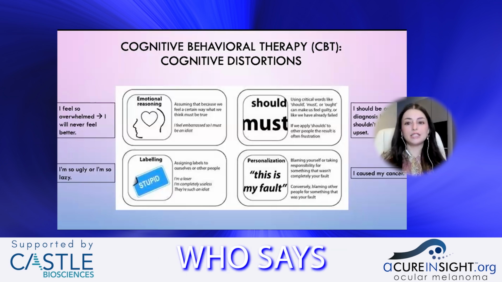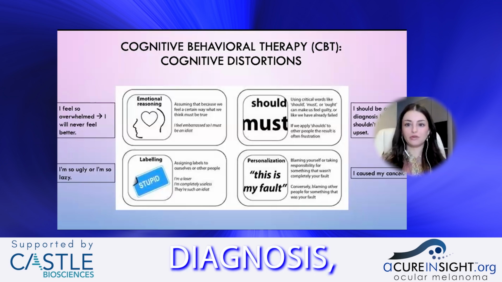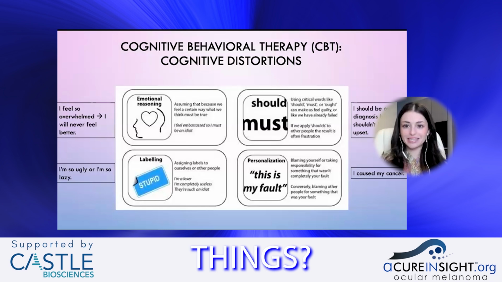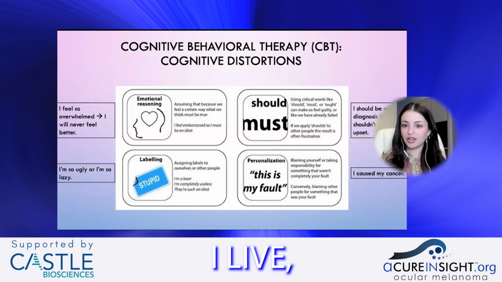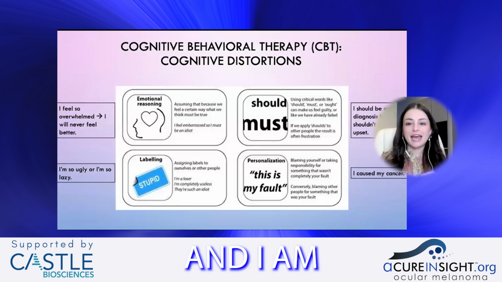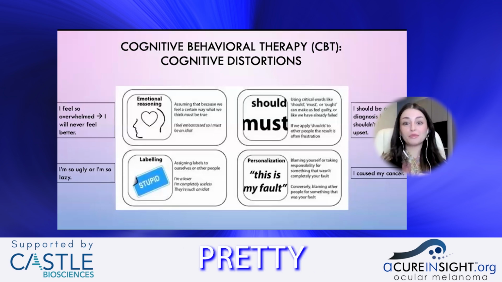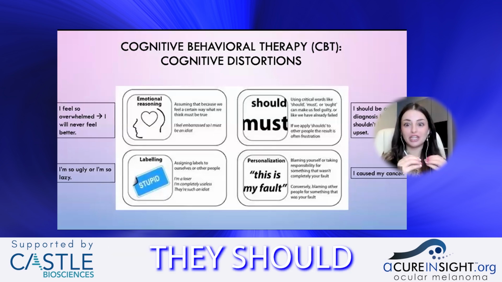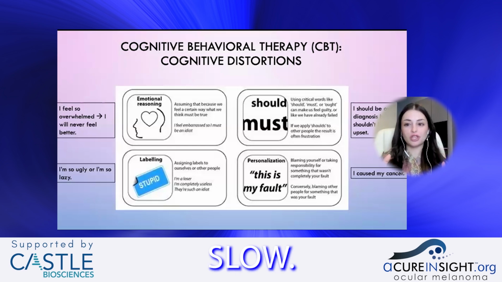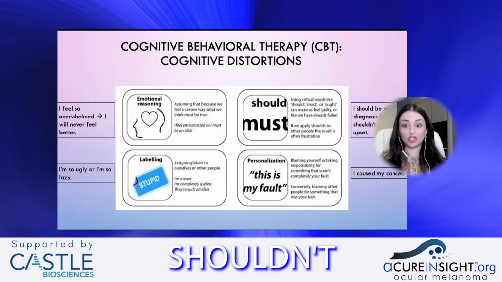But who says you should or shouldn't be over your diagnosis, right? Who gets to decide these things? I am a New Yorker. I live right outside of Manhattan, and I am a fast walker. And sometimes when I'm in the city, people are walking pretty slow. And I have those thoughts of like, they should just walk faster, right? They shouldn't walk so slow. Who am I to say that they should or shouldn't walk faster, right?